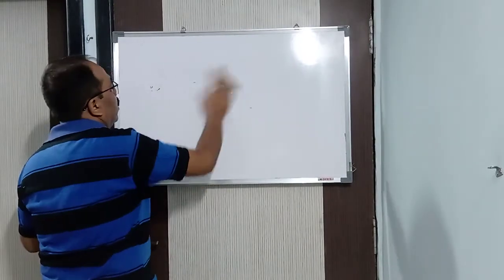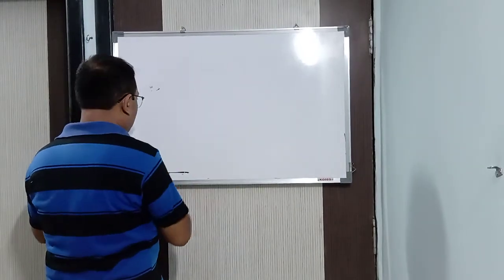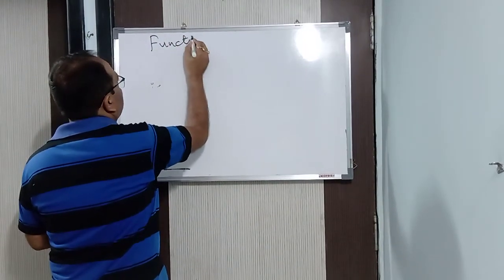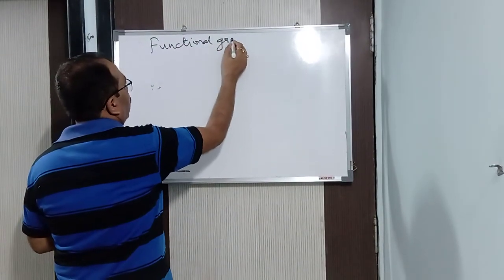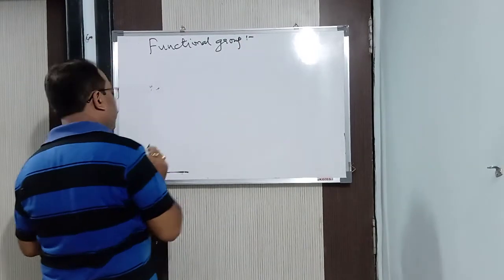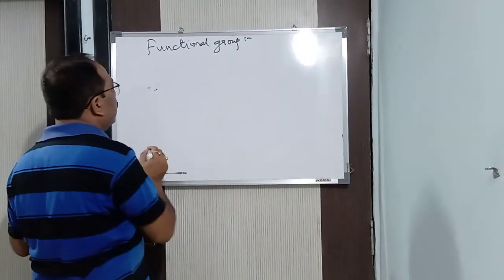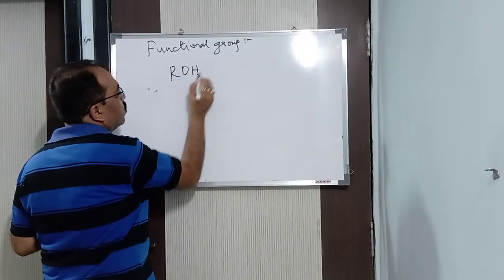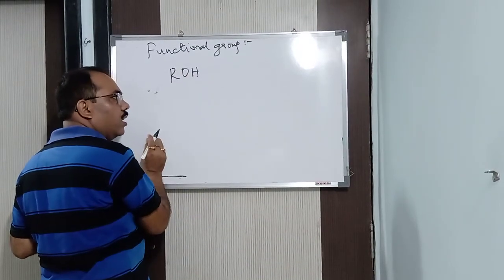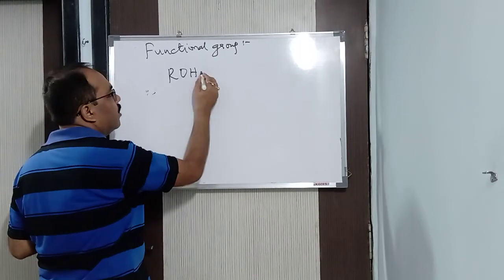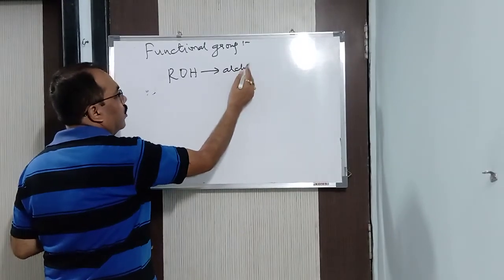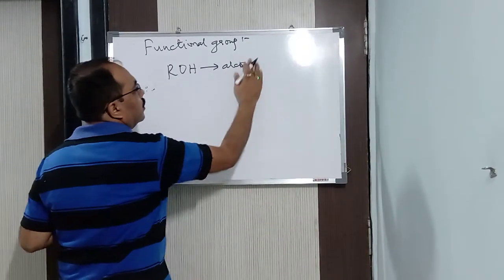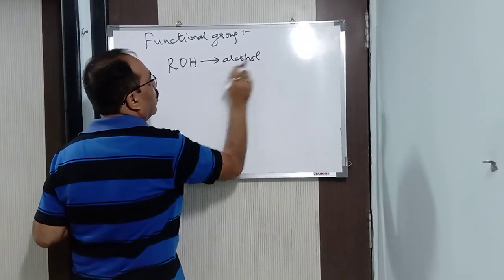What is a functional group? We will see. Suppose you have heard in class 10 or somewhere you might have studied ROH. You have seen this formula somewhere? This is the general formula of alcohol. R means your alkyl group.